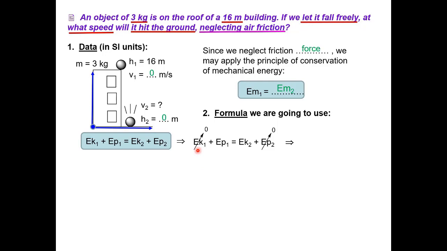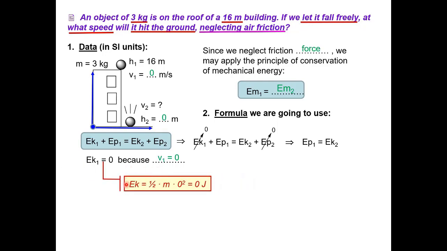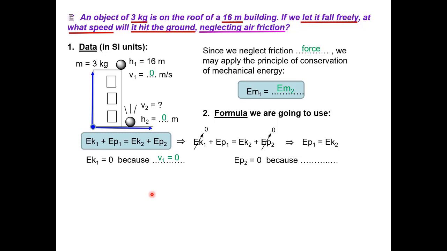There is no kinetic energy at position 1 and no potential energy at position 2. Try to fill in the gap. We must use the formula for kinetic energy. Try to fill in the gap. We must use the formula for potential energy. Try to fill in the gap.